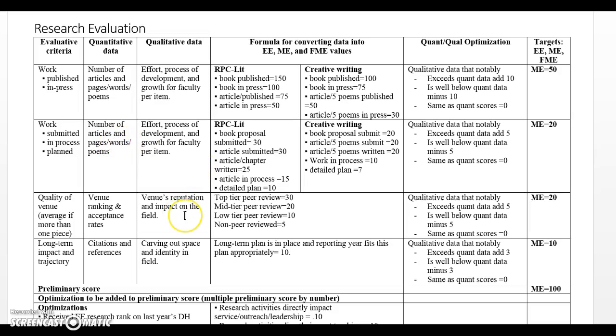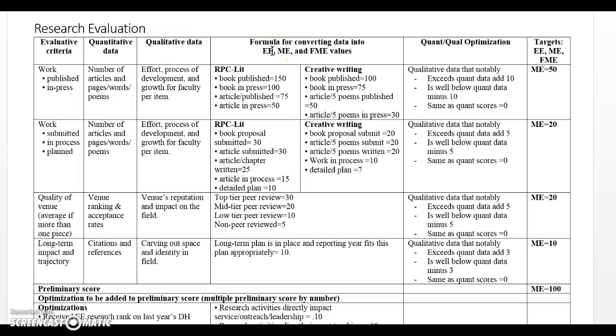If you have qualitative data on the journal's reputation, perfect, or the publisher's reputation. And then if you can argue for how you're carving out space and identity in the field, that's great. Depends on where you are. Some of you can clearly argue this, some of you are just starting. Anyway, so this is the additive. We have the criteria, we have the quantitative, we have the qualitative.